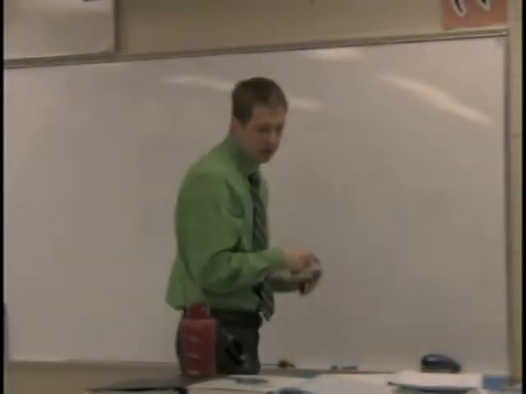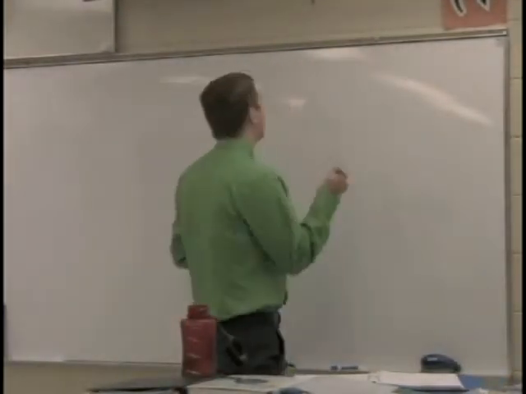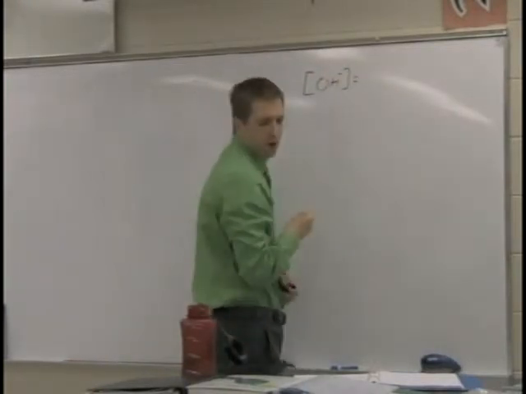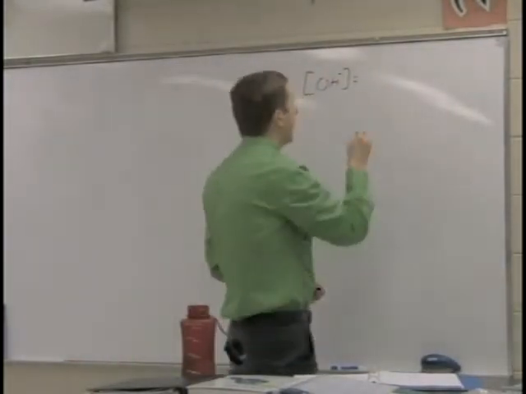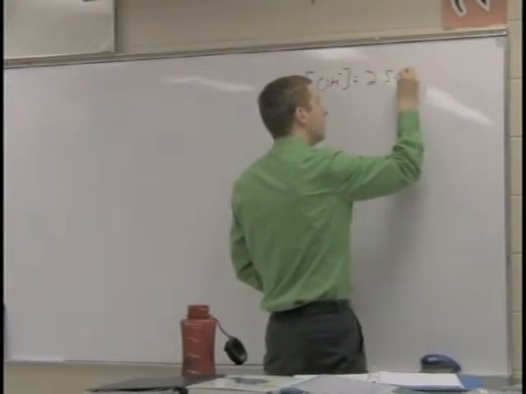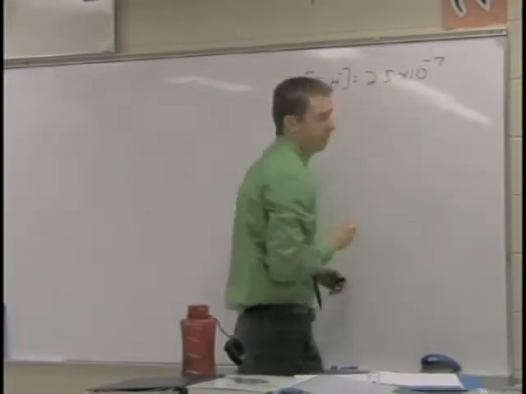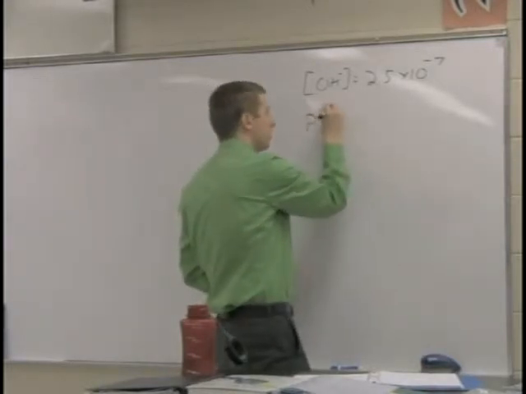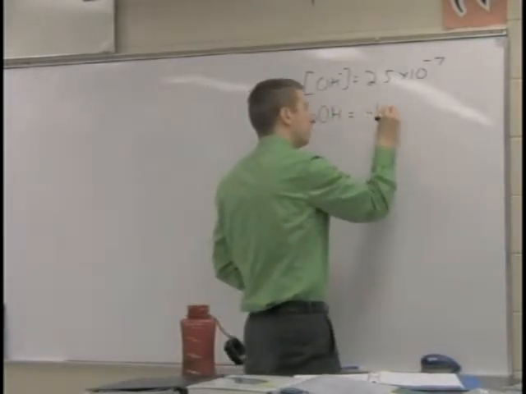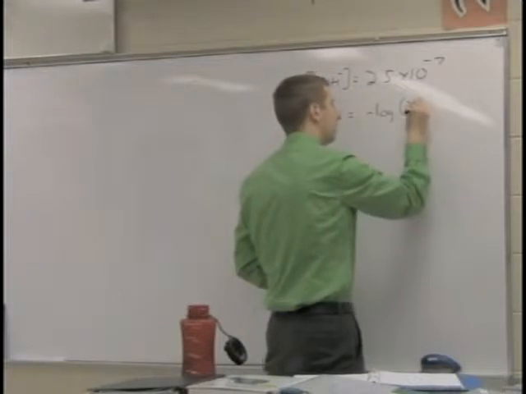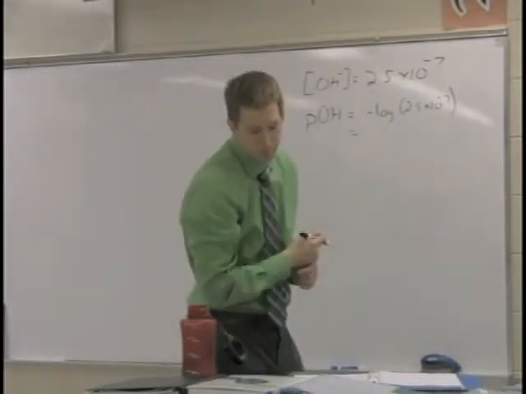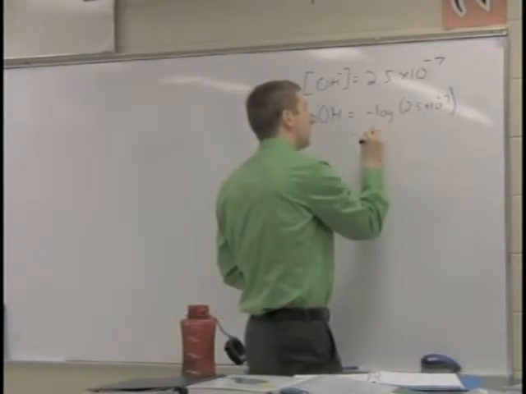So if we go over to the board here, the first thing that we want to do is note that the hydroxide concentration is going to equal 2.5 times 10 to the negative 7th. What I can do is solve for the pOH. When I solve for that, I get 6.60.